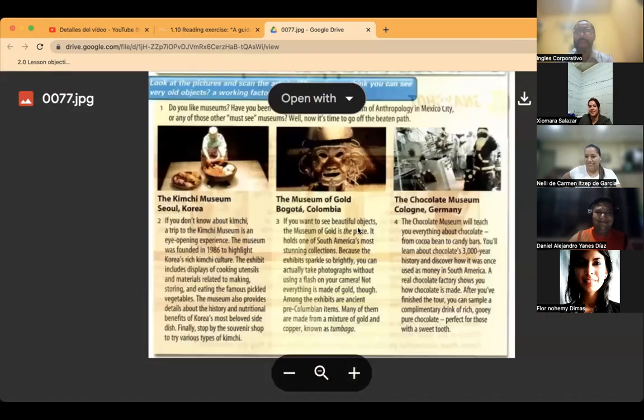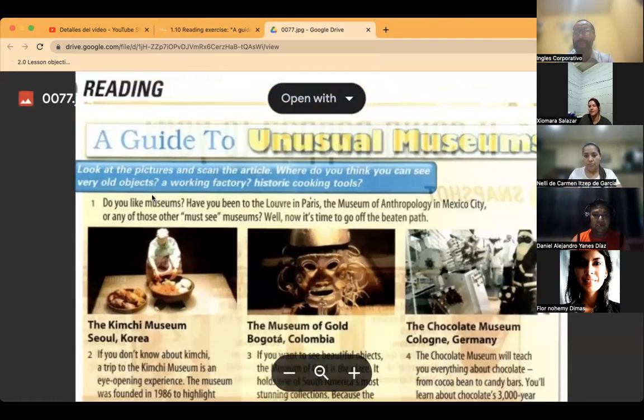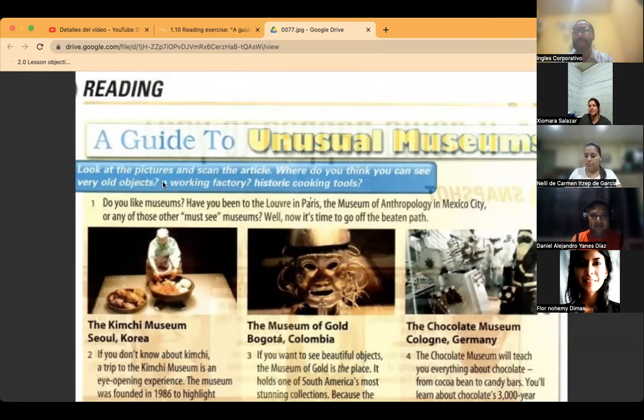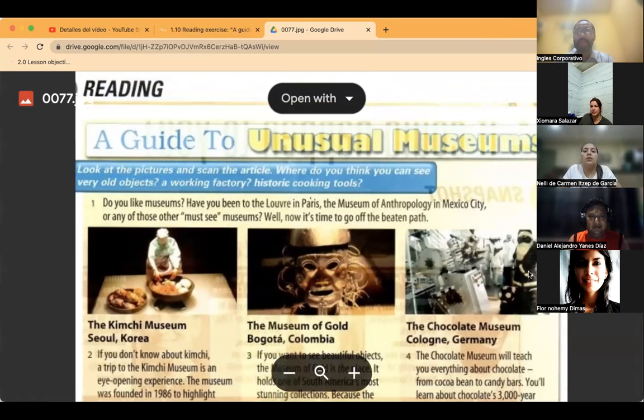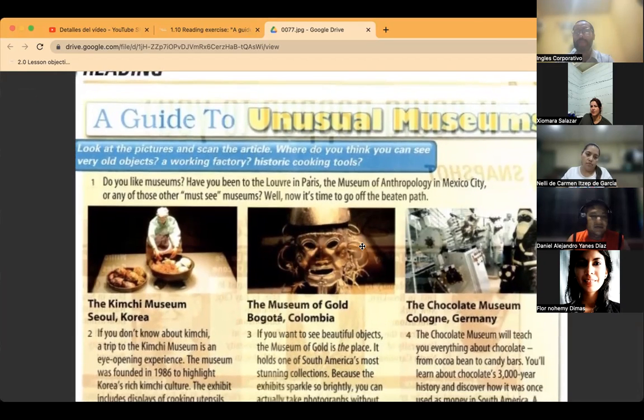Daniel, can you please read the introduction? Sure. A guide to unusual museums. Look at the picture and scan the article. Where do you think you can see very old objects? A working factory? Historic cooking tools? Continue, yes.